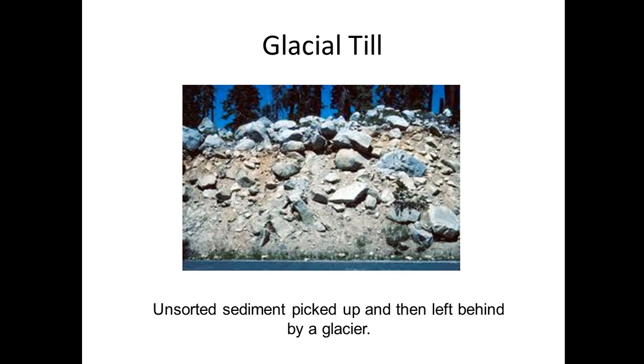Glacial till is the sediment that is left behind by a glacier. And the important thing to know about glacial till is that it's unsorted. It's a mixture of all of the things that came in the path of the glacier. So glaciers, like I said, are like a bulldozer, and they're not picky. They pick up and leave behind anything that is in their path. So the sediment left behind by a glacier is unsorted.